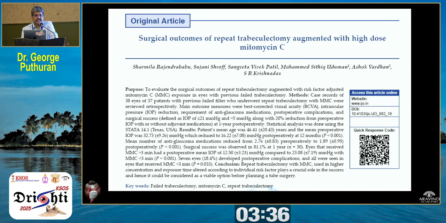And the icing on the cake was that my own colleagues in my own department have very clearly written that repeat trabeculectomy with mitomycin, used in higher concentration with exposure time altered according to individual risks, plays a crucial role in the success, and they say you should not abandon this procedure as a viable option before you try a tube surgery.